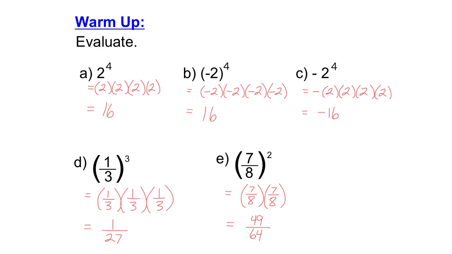When you have a fraction as the base, you follow the same rule. You're multiplying that base by itself 3 times. When you multiply fractions, it's numerator multiplied by numerator multiplied by numerator, and denominator multiplied by denominator multiplied by denominator. So 1 to the exponent 3 is 1, 3 to the exponent 3 is 27. For this one, 7 to the exponent 2 is 49, and 8 to the exponent 2 is 64. And we can leave our answers as fractions. 49 over 64 is a fraction in lowest terms, so this is fine.